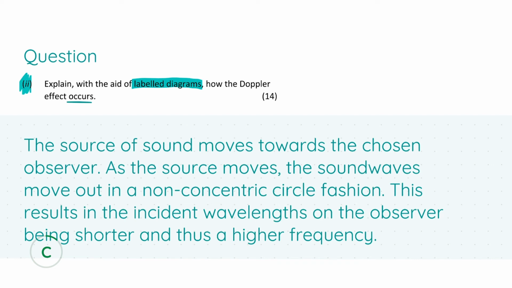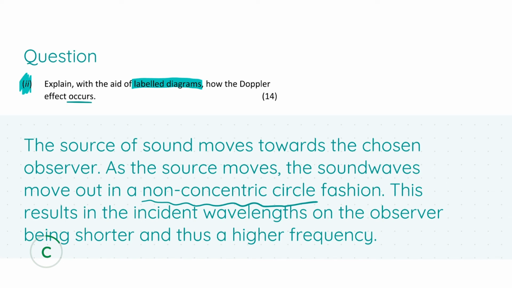The definition for how the Doppler effect actually occurs is as follows. The source of sound moves towards the chosen observer. As the source moves, the sound waves move out in a non-concentric circle fashion. This results in the incident wavelengths on the observer being shorter and thus a higher frequency. Now let's break that down by the key points. One of the key points here is labeling and including these non-concentric circles. Basically, as we saw in the diagram, those circles were pushed off to the right-hand side, and they were getting pushed off more and more. That's basically what these non-concentric circles are.